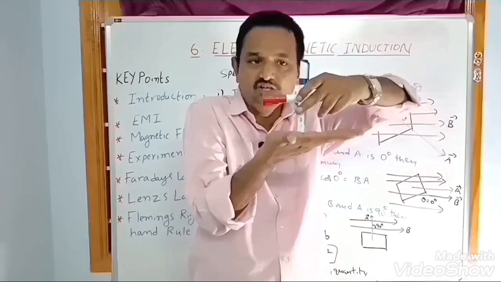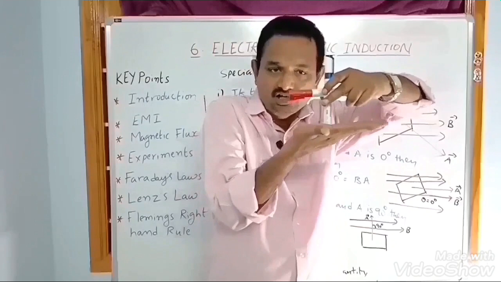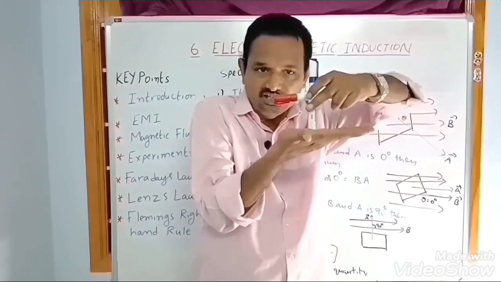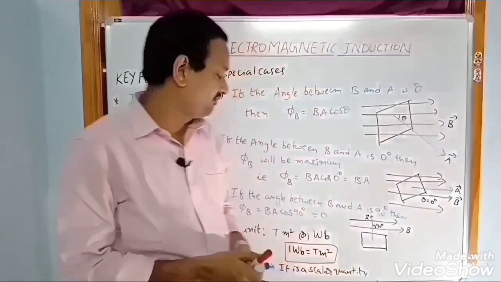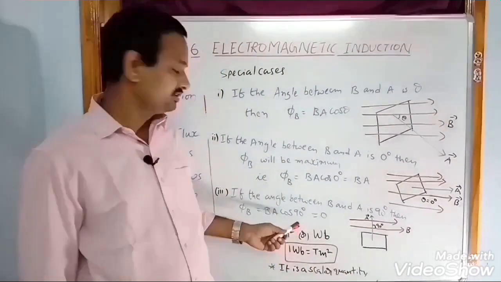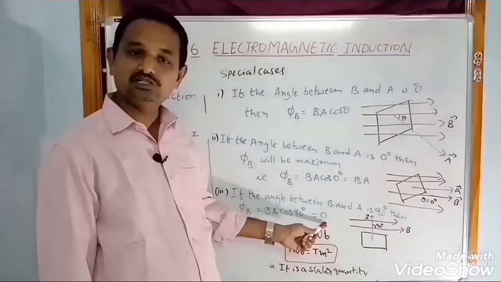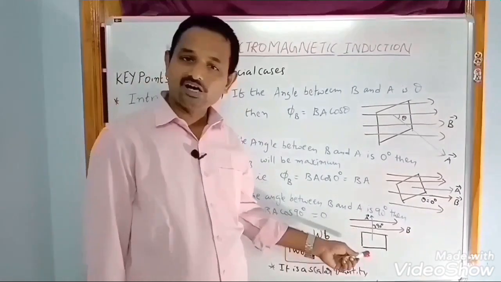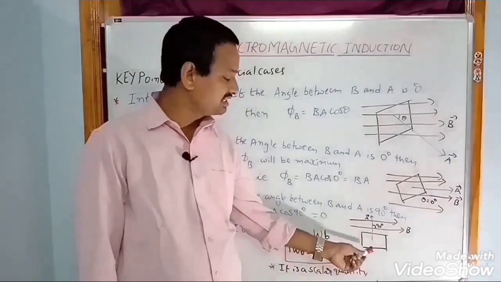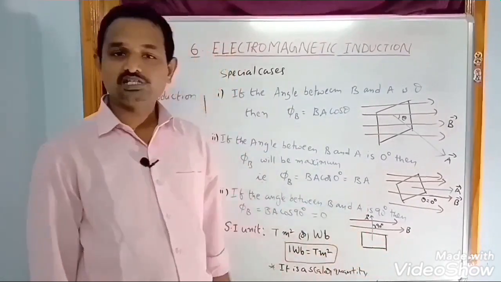90 degrees. So whenever the area vector and magnetic field lines are perpendicular to each other, theta is 90 degrees. So magnetic flux phi b equals BA cos 90, and cos 90 is 0, so you will get 0. That means the magnetic flux passing through that surface is 0. Look here, there are no magnetic field lines passing through that surface. That's about special cases.